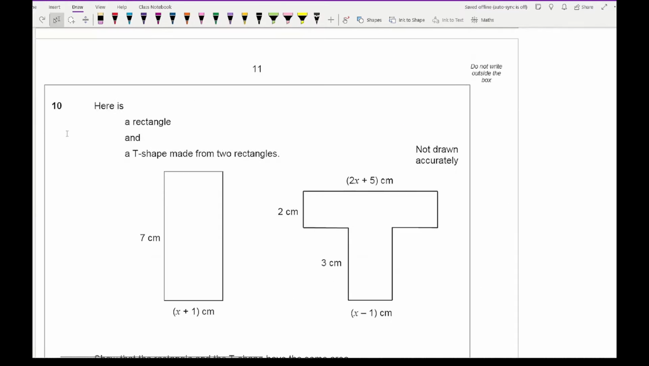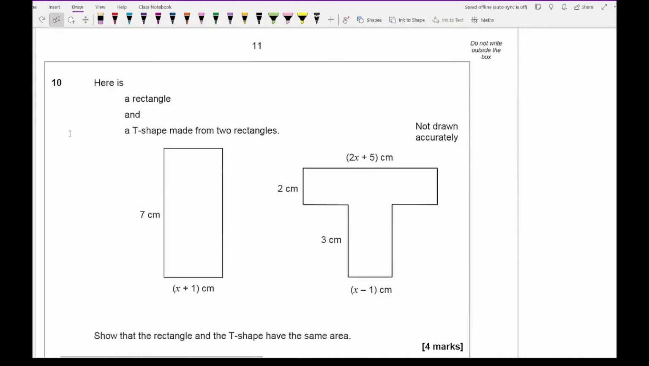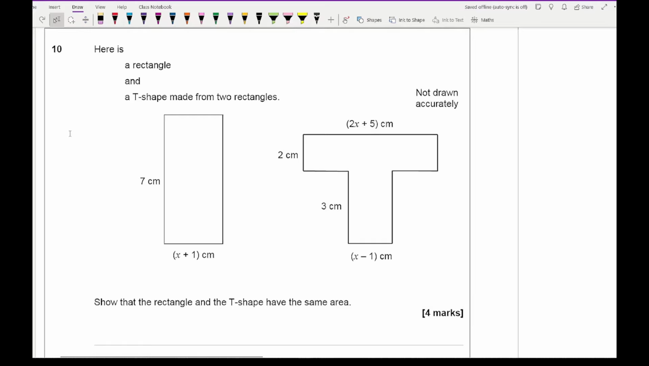Moving on to question 10, it says, here is a rectangle and a T-shape made from 2 rectangles. And the question is asking me to show that the rectangle and the T-shape have the same area. So if we keep on the screen so you can see it, if I just label this shape A and this shape B, the area of A is going to be the height times the width, so that's going to be 7 lots of x plus 1, and expanding the brackets is 7x plus 7 centimeters square. So that there is the area of A.